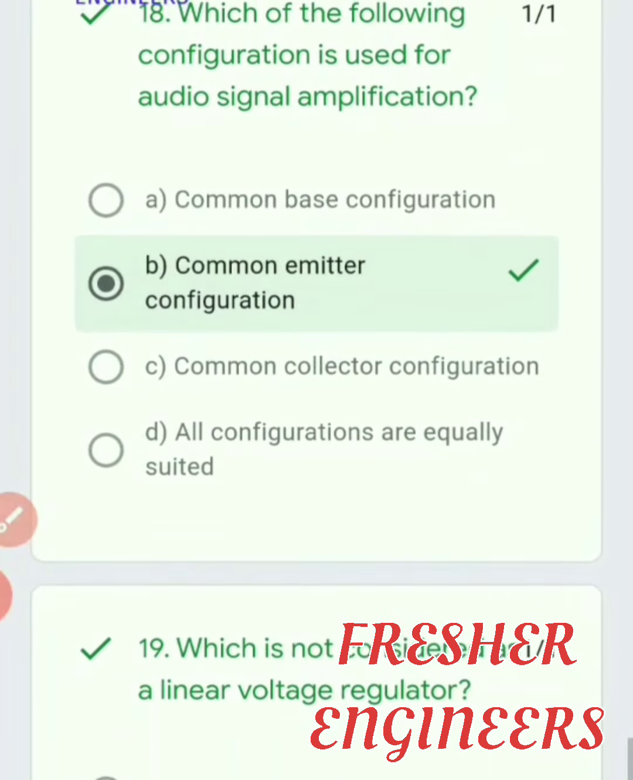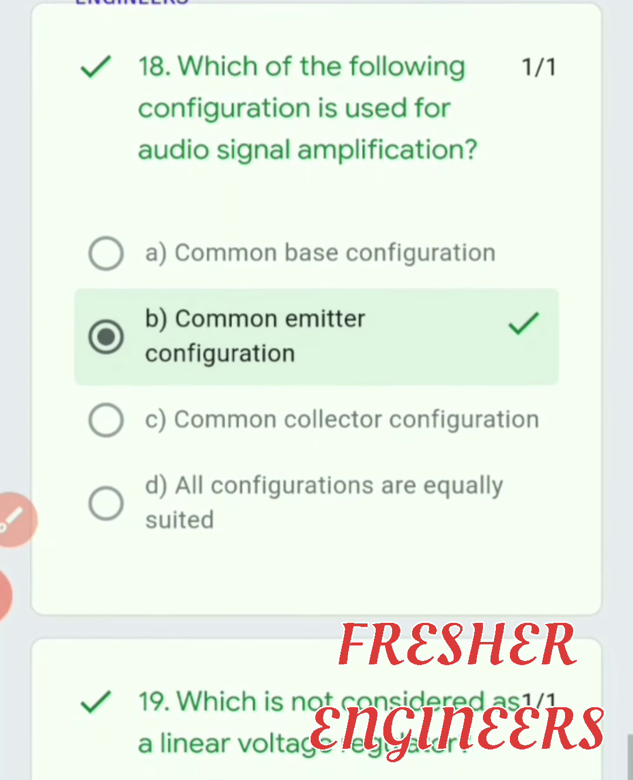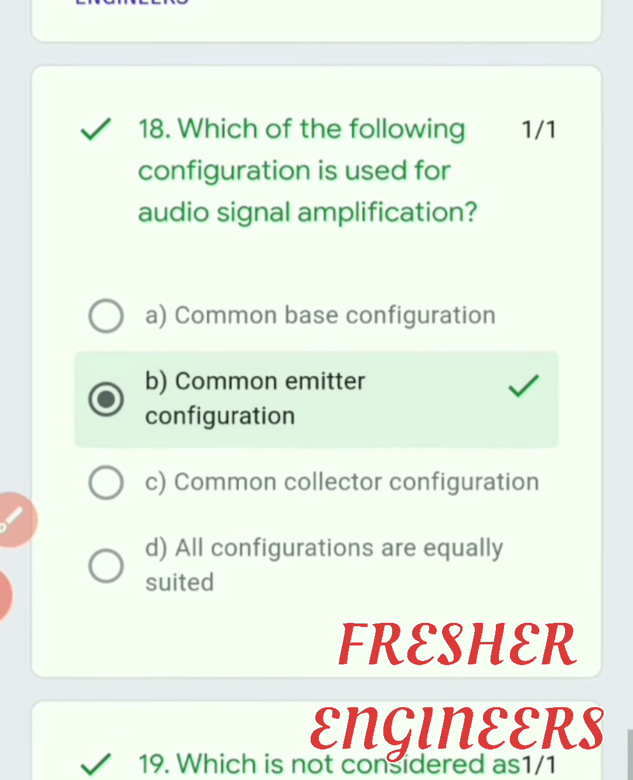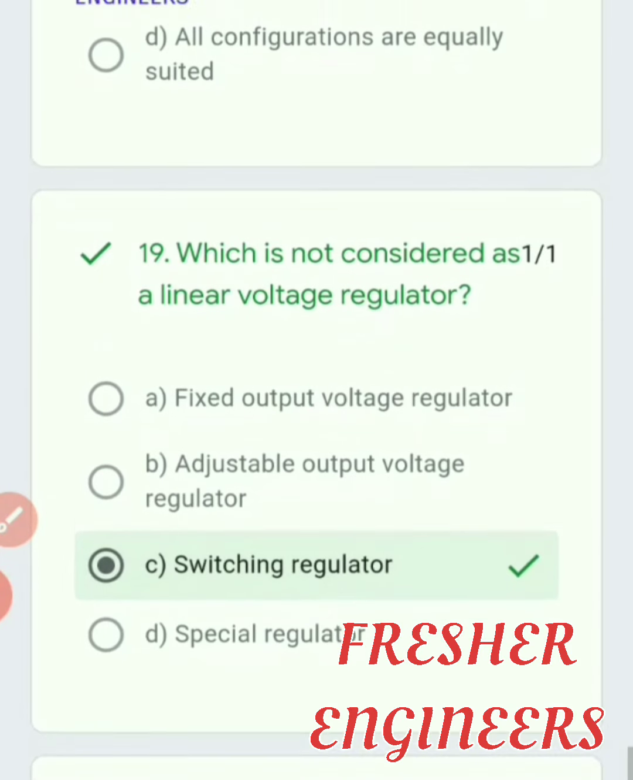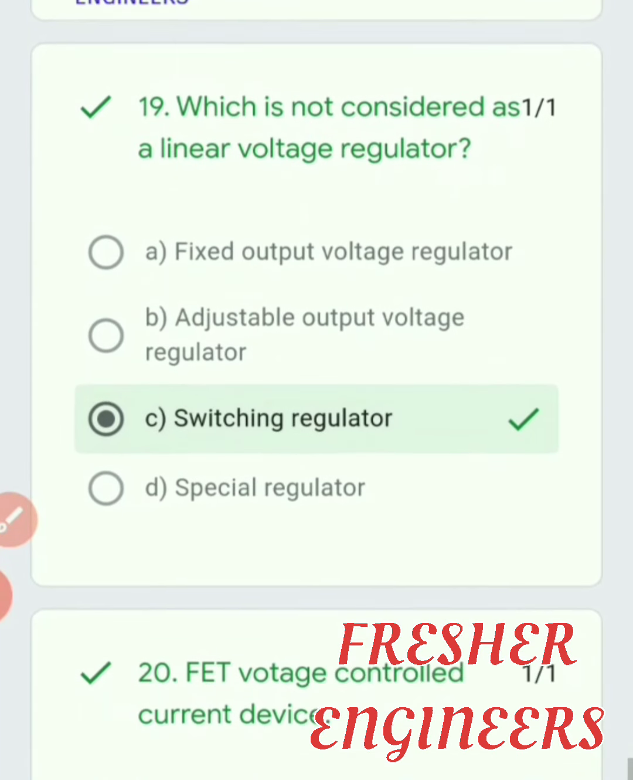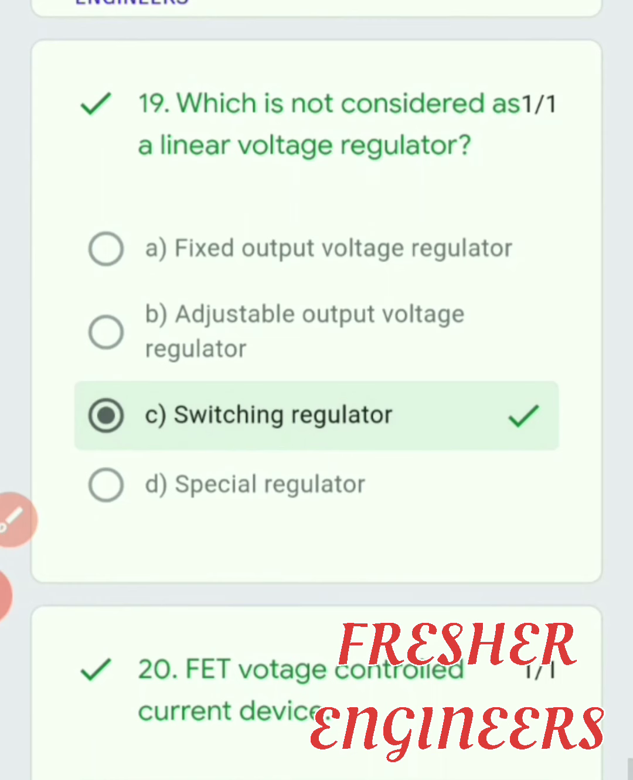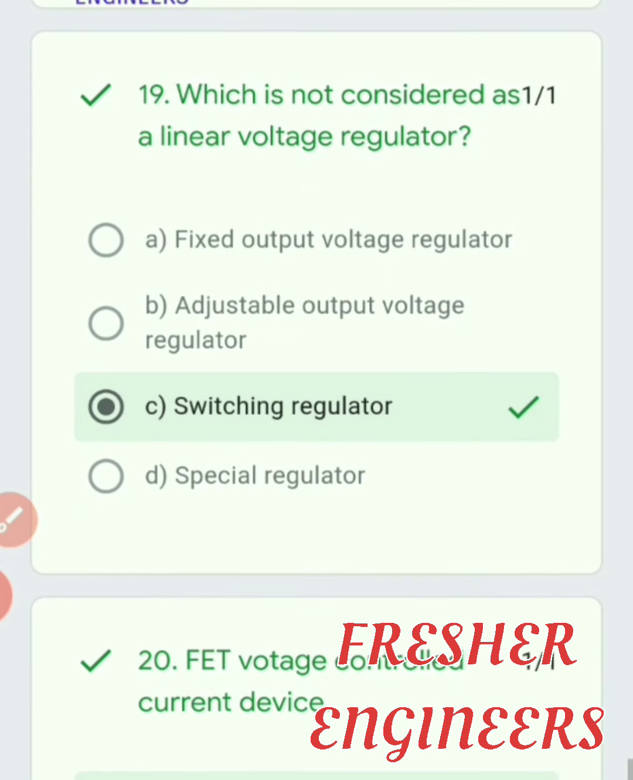Which of the following configuration is used for audio signal amplification? That is common emitter configuration. Hence the correct option is B. Which is not considered as a linear voltage regulator? That is switching regulator. Hence the correct option is C.